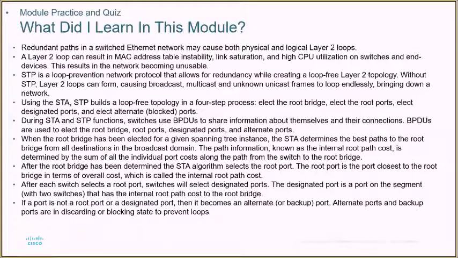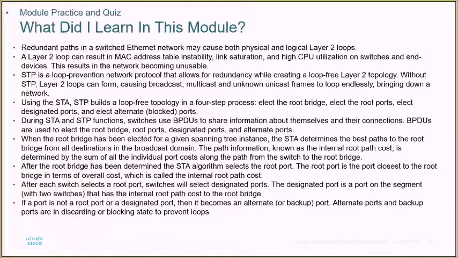During STA and STP functions, switches use BPDUs, bridge protocol data units, to share information about themselves and their connections. BPDUs are used to elect the root bridge, root ports, designated ports, and alternate ports. When the root bridge has been elected for a given spanning tree instance, the STA determines the best paths to the root bridge from all destinations in the broadcast domain. The path information, known as an internal root path cost, is determined by the sum of all individual port costs along the path from the switch to the root bridge.